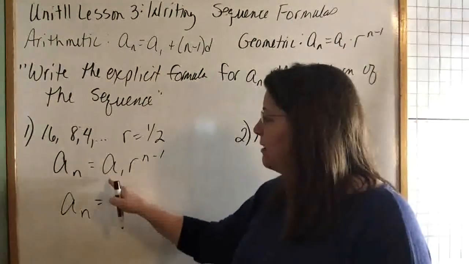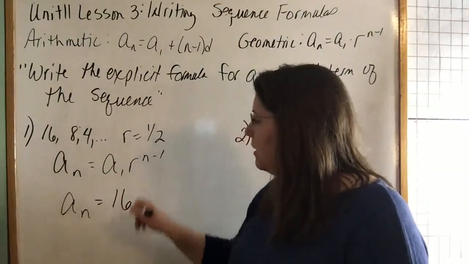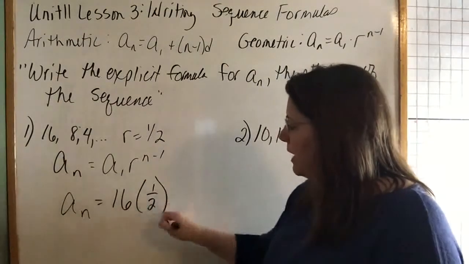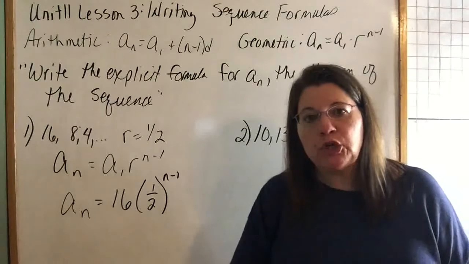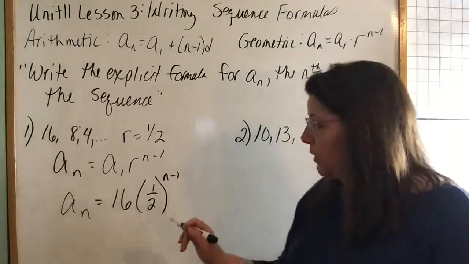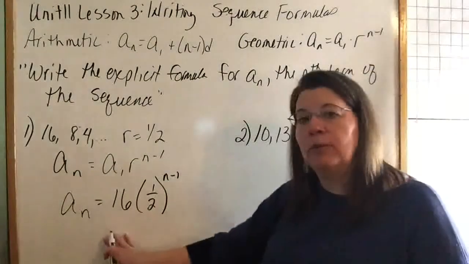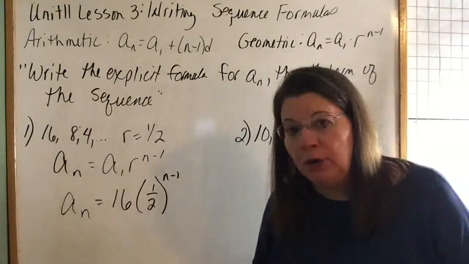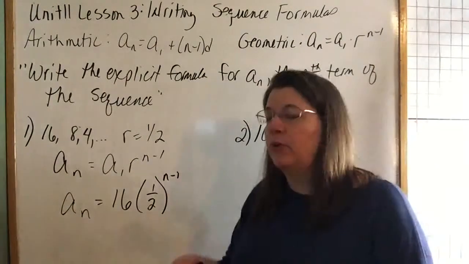So a sub n equals a sub 1. A sub 1 is still the first term. That would be 16 here. R is our common ratio, which is 1/2. And remember, we're finding the formula for the nth term. If we're finding the formula for the nth term, we do not ever replace n. N will be in our formula. Okay, so we've got a sub n equals 16 times 1/2 to the n minus 1. This is the formula for finding any term that we would like to find. So if I wanted to find the 100th term, I could plug 100 in for n. Finding the formula allows us to find any nth term for any sequence.